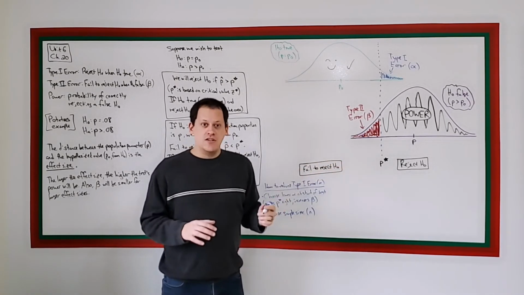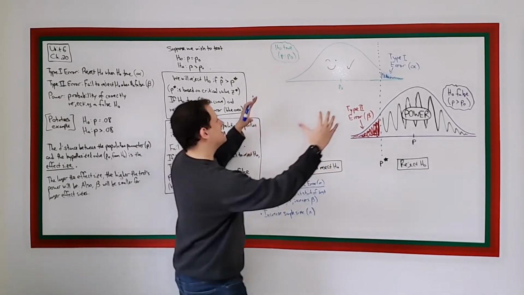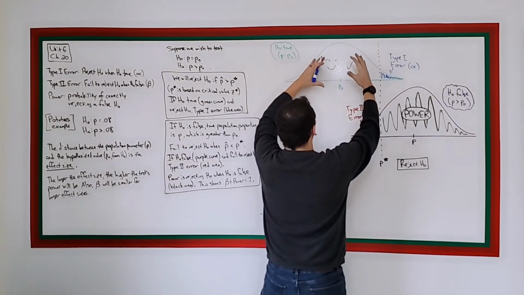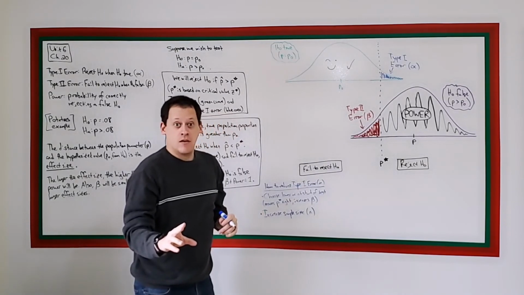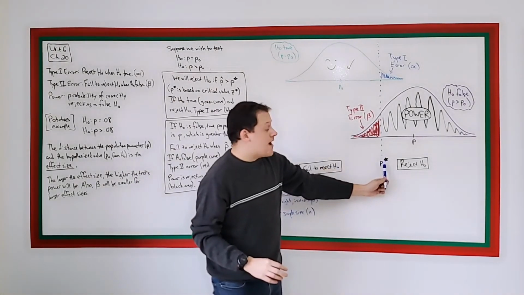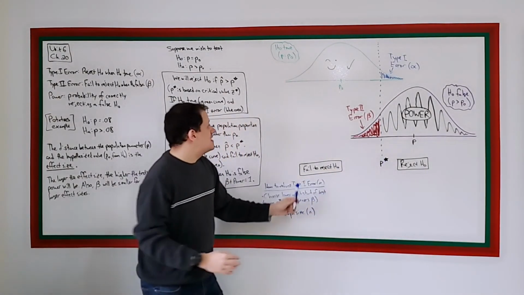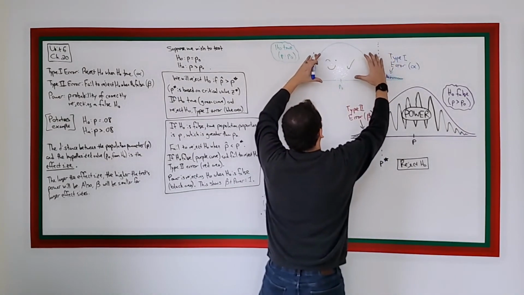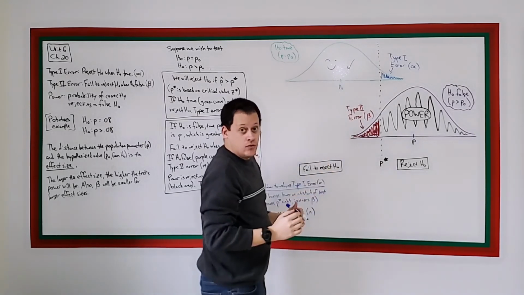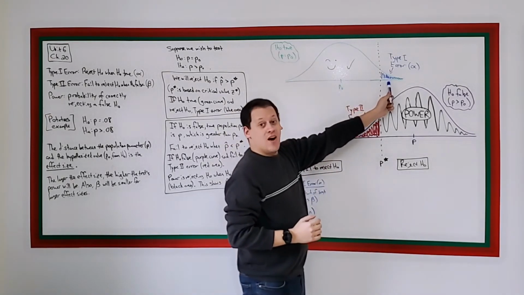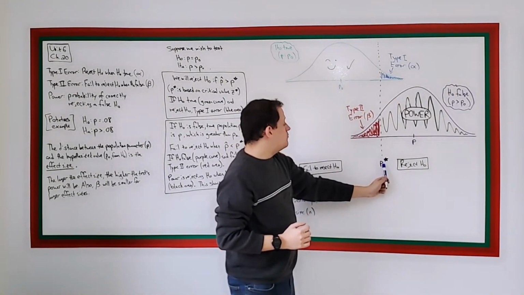A smaller standard deviation means more of the area is concentrated towards the middle of the curve. These tails are going to have less area in them. So without moving this line, if we increase the sample size, that is going to squish this curve with more of the area towards the middle, and this area will become smaller without moving this at all.